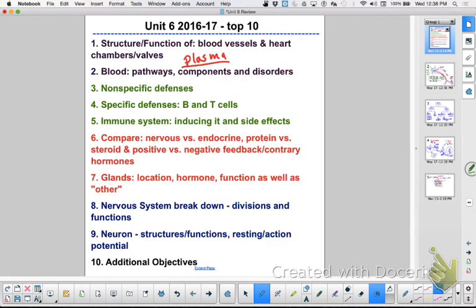That's resting and action potential, and then there aren't any additional objectives. So you might have some things there you might want to review, okay? Just saying. But have a piece of toast and review. Love you very much. Okay then.